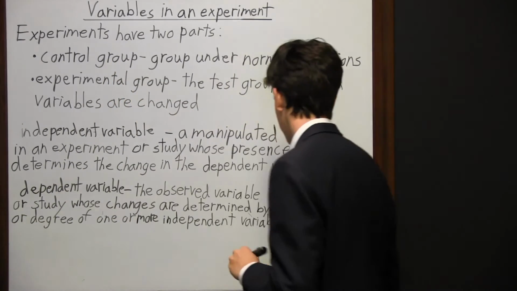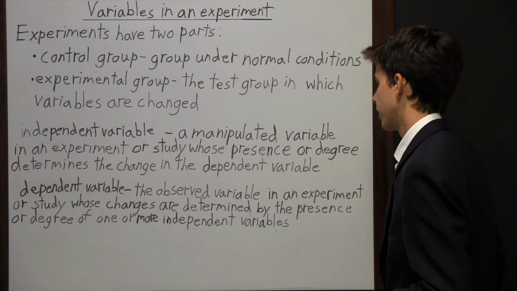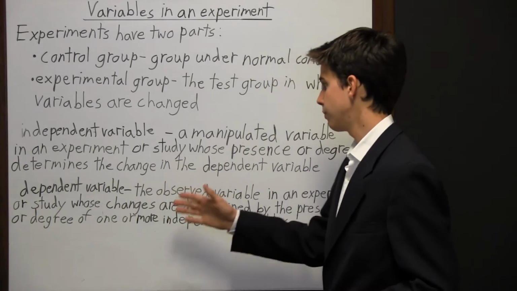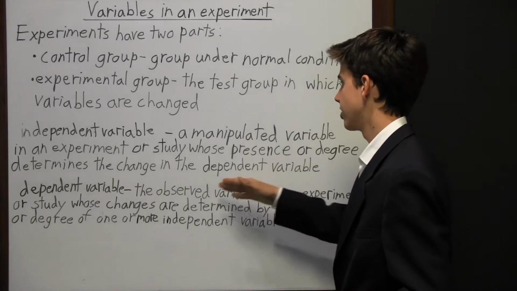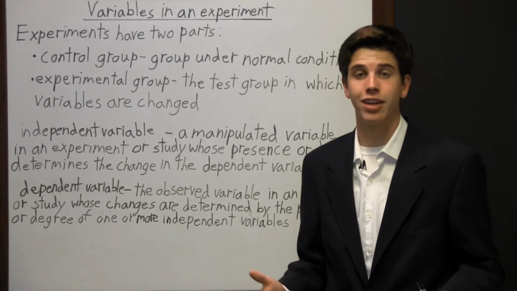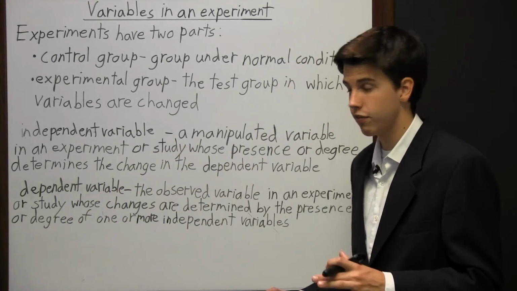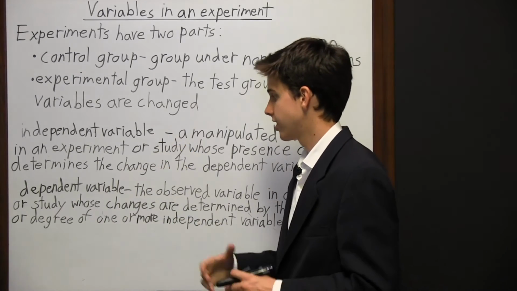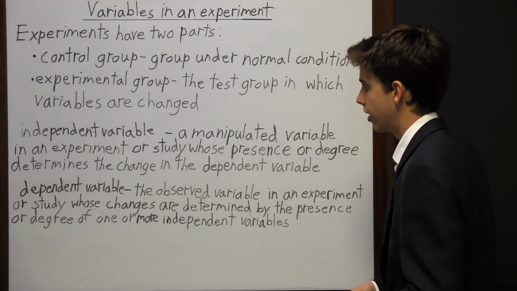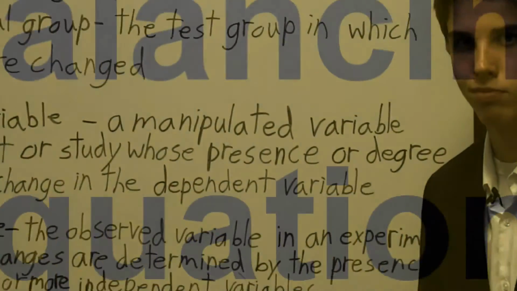which is the observed variable in an experiment or study whose changes are determined by the presence or degree of one or more independent variables. So we have an independent variable and a dependent variable. One's manipulated and the other is observed. So the independent variable is the variable you're changing. Remember, I said you can only change one variable. So you're changing the independent variable, and we're looking at cause and effect, so the independent variable causes an effect with the dependent variable. So that's what you're looking at here, the cause and effect between the independent and dependent variables.